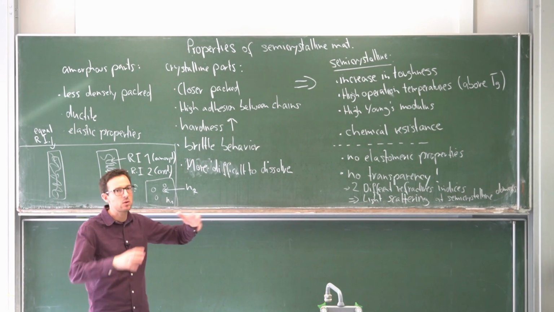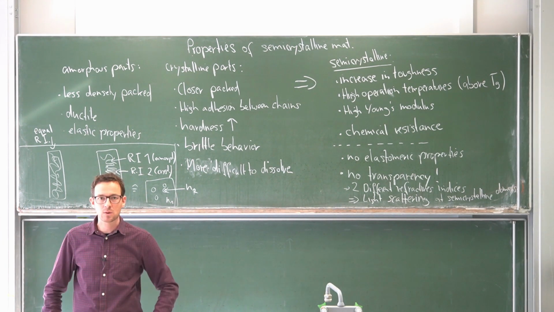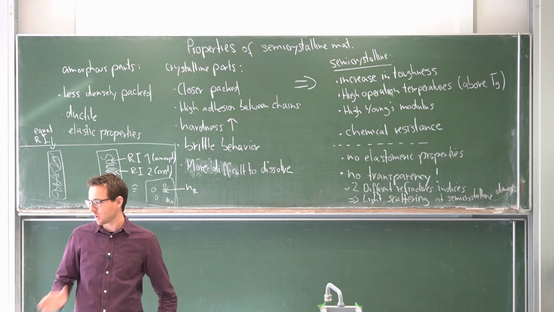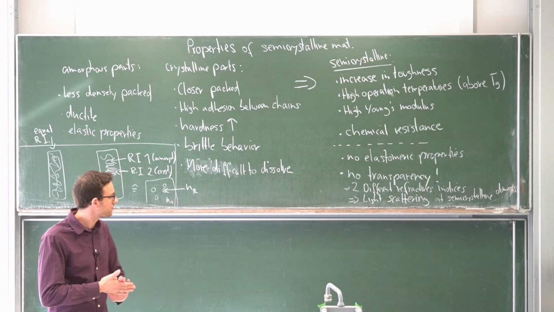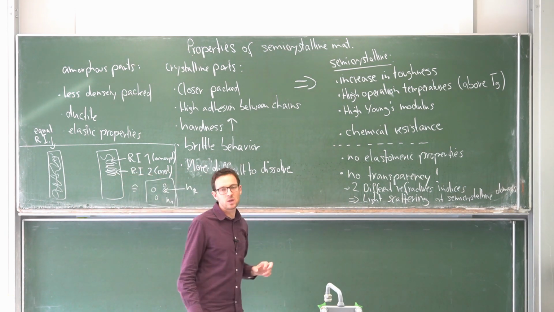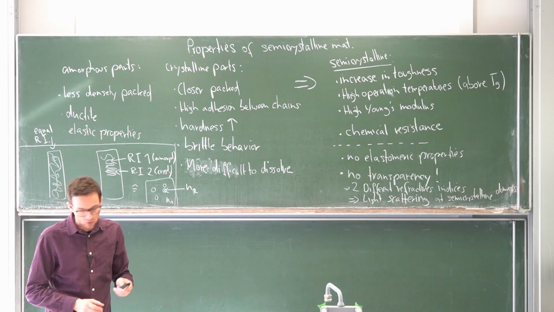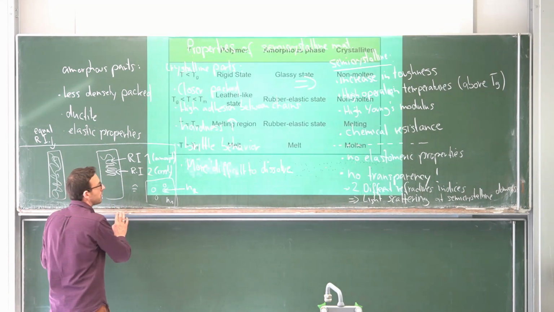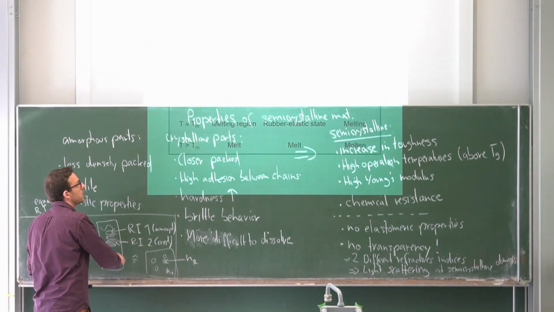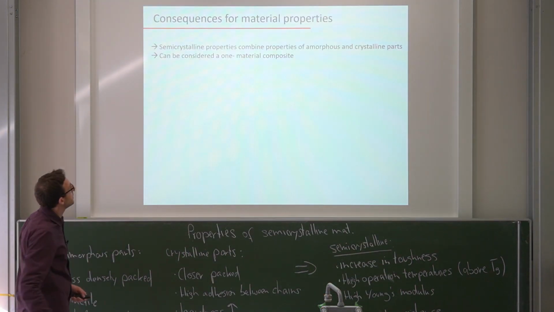Nevertheless, scattering means you redirect light in space, and that means if you want to look through, you cannot because it looks opaque, because the light goes in all different directions. Okay, so this is really a disadvantage of semicrystalline materials. And now I just want to briefly show you, maybe we can go back here, the mechanical properties.